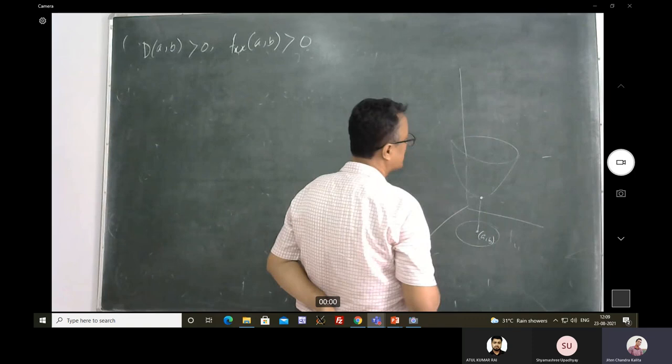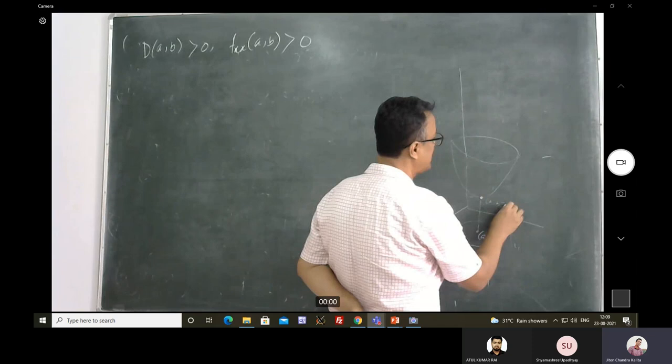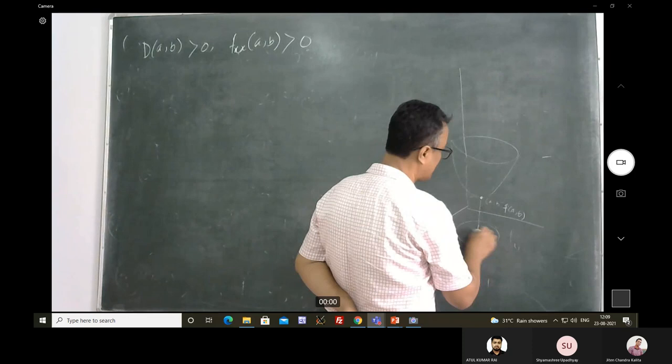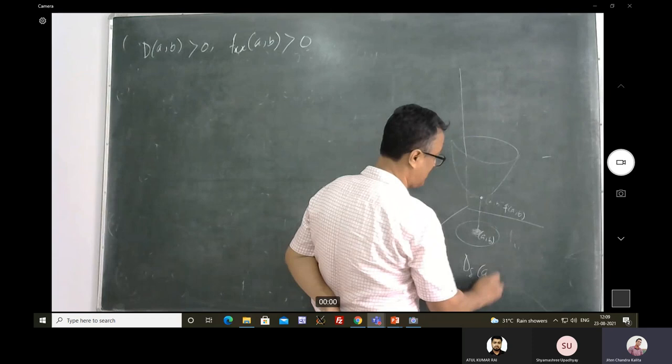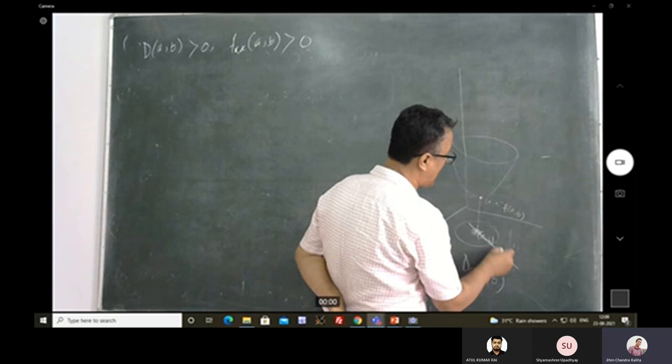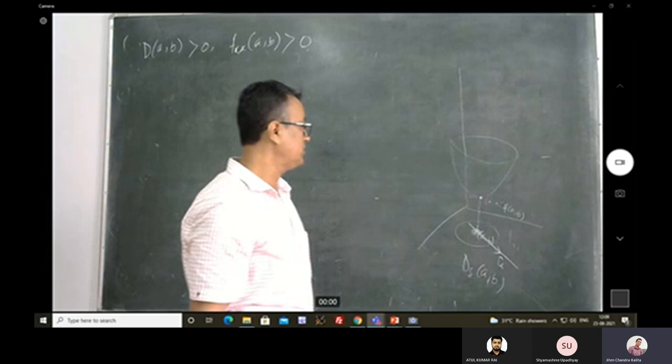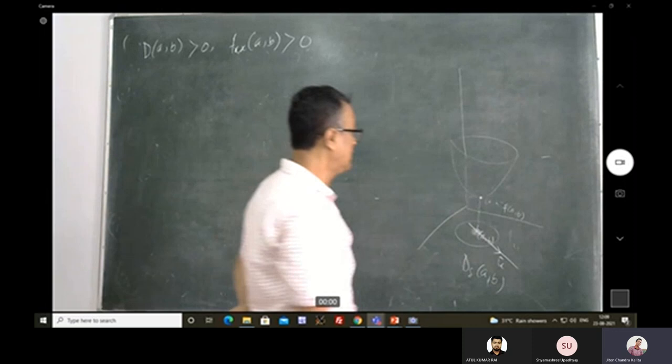So what I'm going to do in the neighborhood of this point, say f of (a, b), is consider a disk. Okay. And then through (a, b) I am going to consider a particular direction, in the direction of the unit vector, say u cap. Okay, so then what is going to happen?